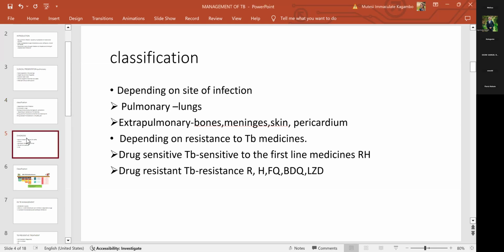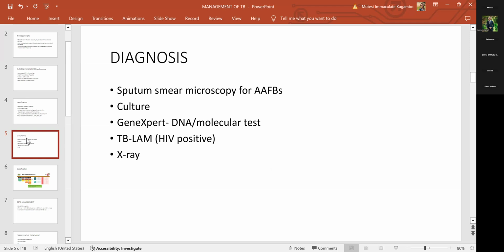So the diagnosis of TB is mainly, we can do sputum smear, that is a microscopy. I hope all of you in your microbiology came across acid-fast bacilli staining. Mutesi, you know that? Yes, sir, we did. So that is one diagnostic method. It's basically a staining method, and then you view under the microscope.